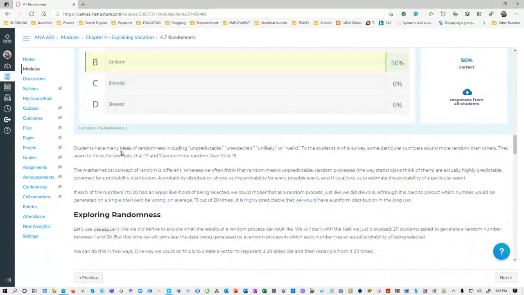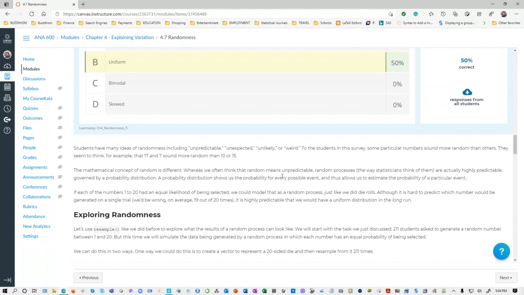Now the student may have many ideas of randomness, including the unpredictable, unexpected, unlikely, or weird. To students in this survey, some particular numbers sound more random than others. They seem to think, for example, that 17 and 7 sound more random than 12, 10, and 15. The mathematical concept of random is different.